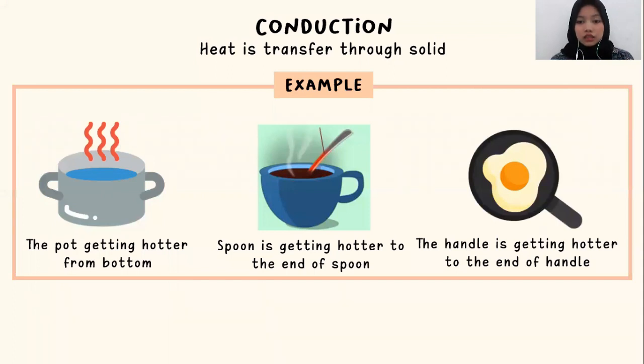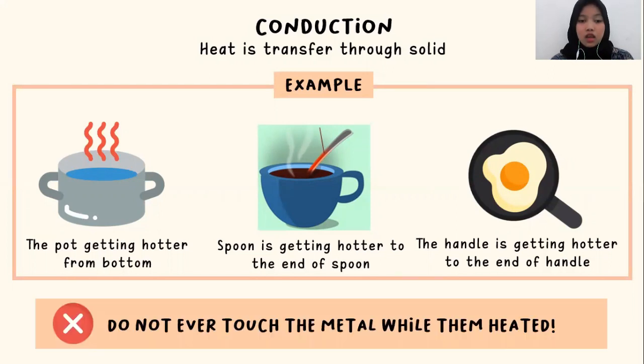And the third example is when we cook an egg on a pan, the handle of the pan is getting hotter to the end of the handle. It's the same with the spoon and the cup. So you have to remember: do not ever touch the metal while it's heated because it will harm you. Okay, next we go to the convection.